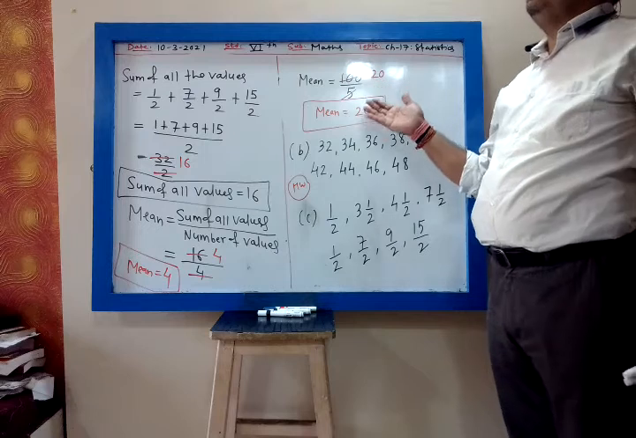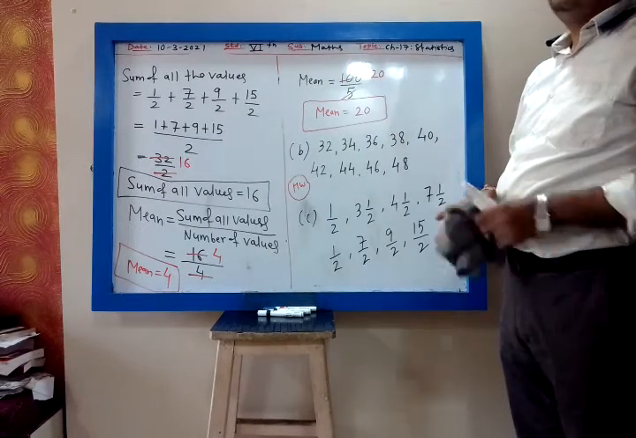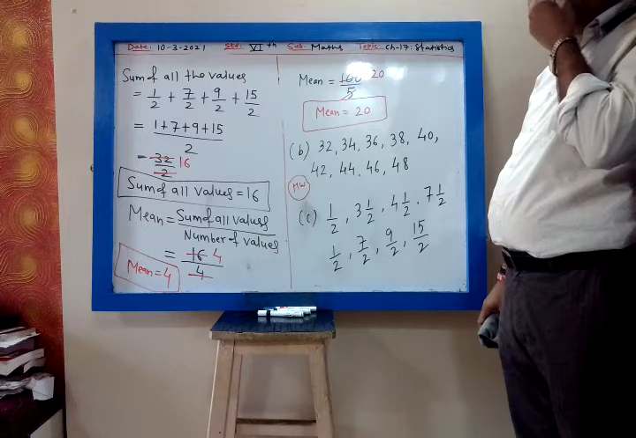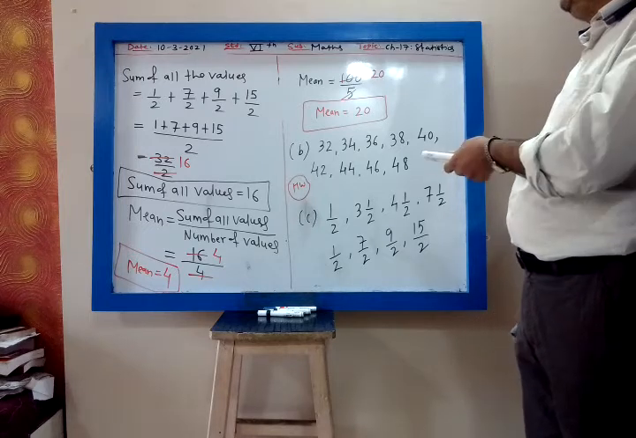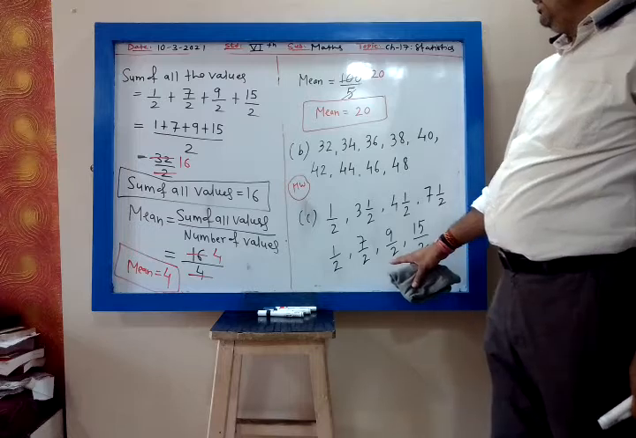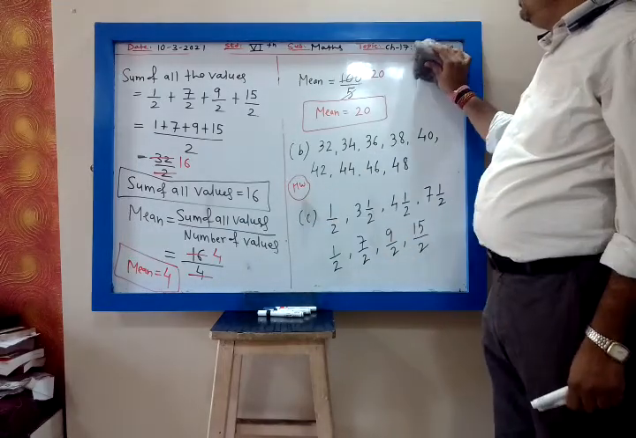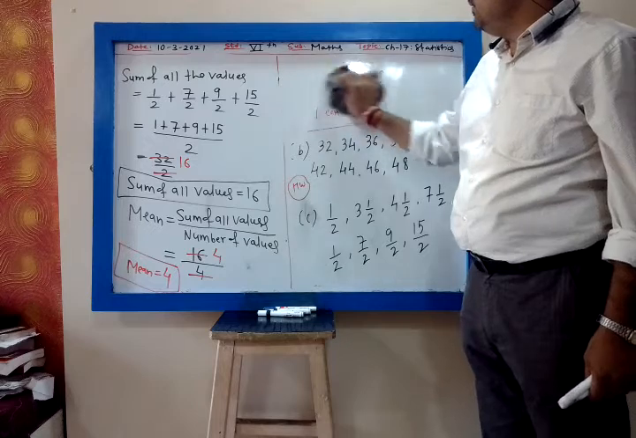My dear, 100 upon 5, you cancel, no, 5 2s are 10, then 0 is there. Mean 20 is the answer of A part. For C, the answer is 4.